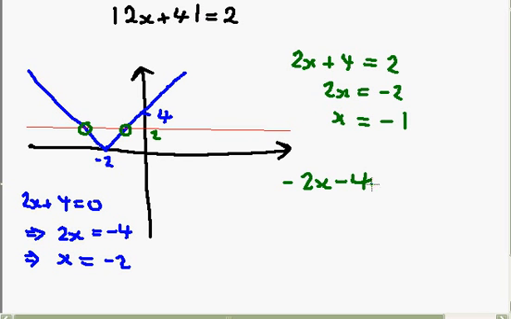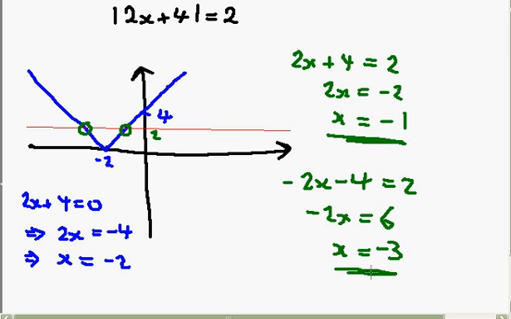So minus 2x minus 4 is equal to 2. So minus 2x is equal to 6. So x is equal to minus 3. So the two solutions to this equation are x is equal to minus 1 and x is equal to minus 3.